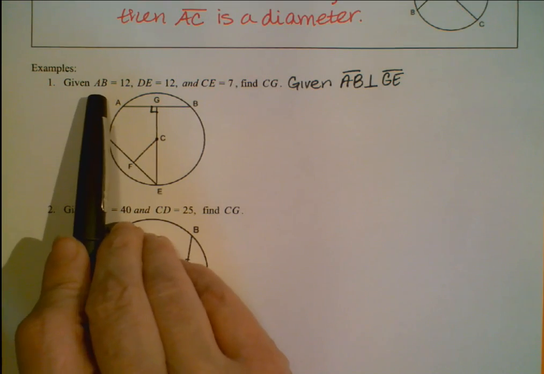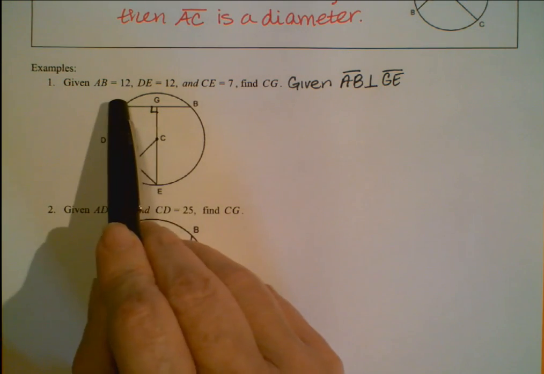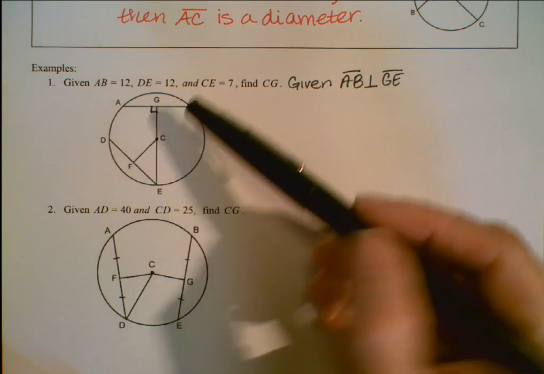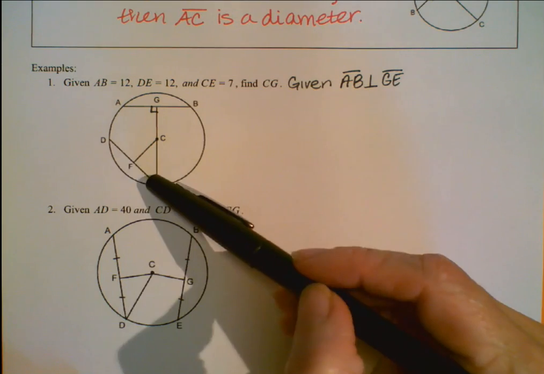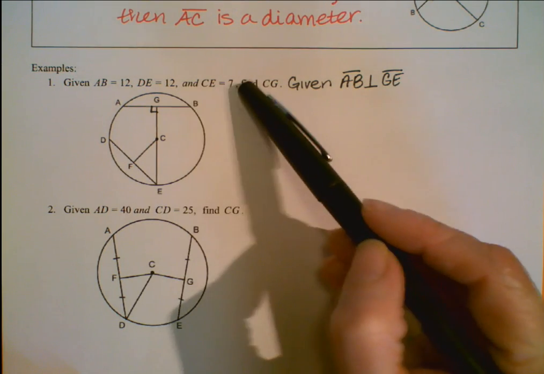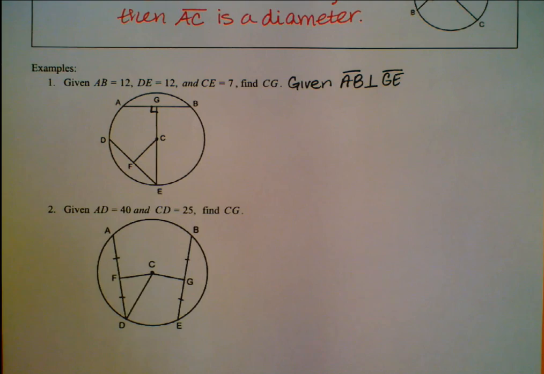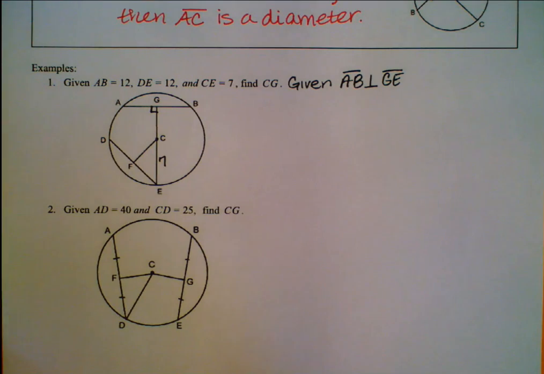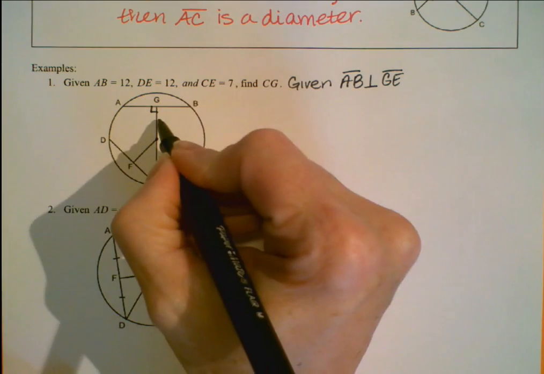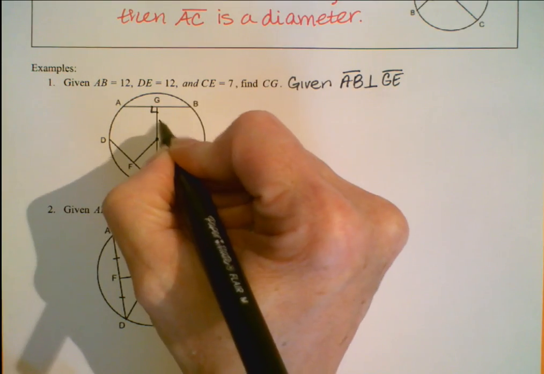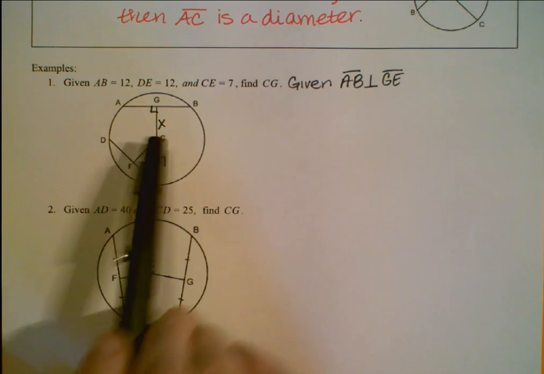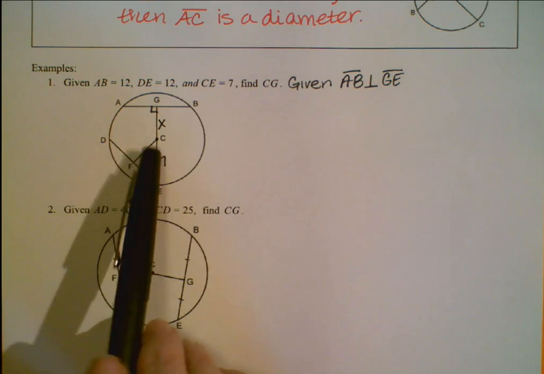Given that the length of segment AB is 12, so from A to B is 12, and DE is 12, and CE is 7. Now, CE is our radius, so that might be helpful. Find the length of segment CG. What we're trying to determine in this case, let's call this X for a minute.